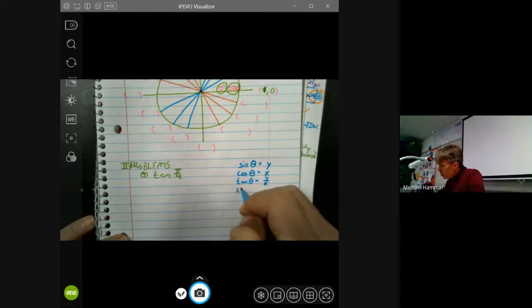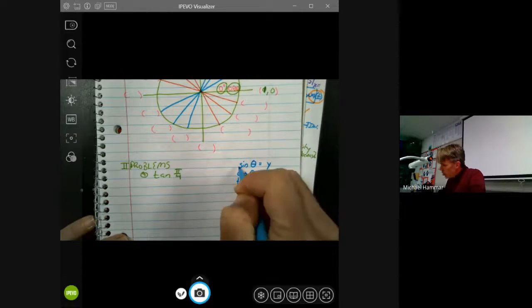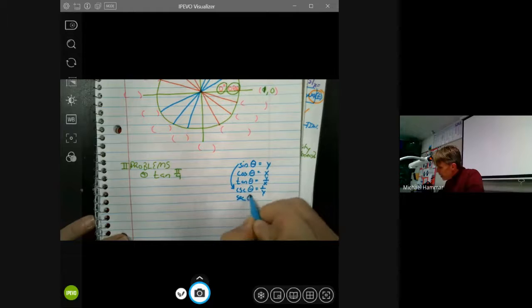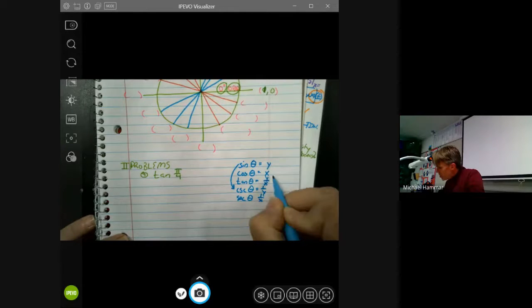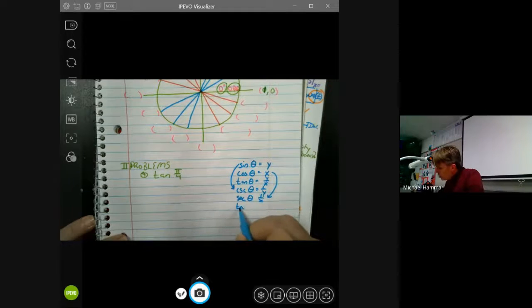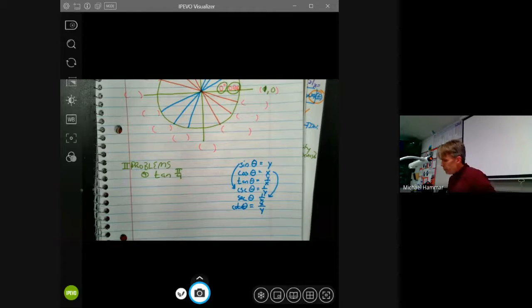Now remember, these are all connected. Cosecant of theta is 1 over y, connected to the sine. Secant of theta is 1 over x, connected to the cosine. And cotangent of theta is the reciprocal of tangent, which is x over y.